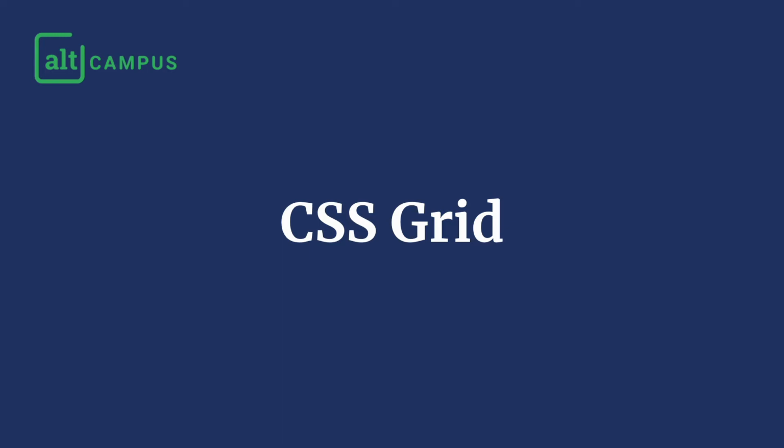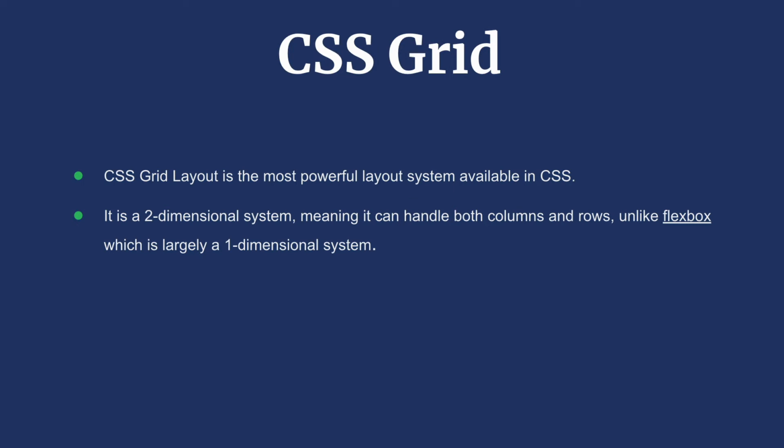Alright guys, here we have the topic CSS Grid. CSS Grid layout is the most powerful layout system available in CSS. It is a two-dimensional system, that means it can handle both columns and rows, unlike Flexbox, which is largely a one-dimensional system. Okay, this is the grid in terms of CSS.